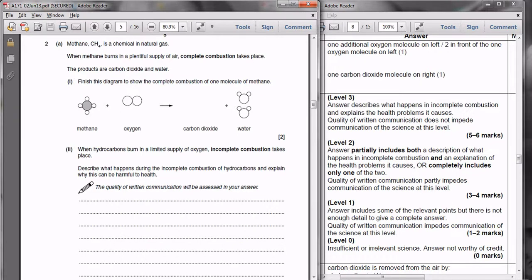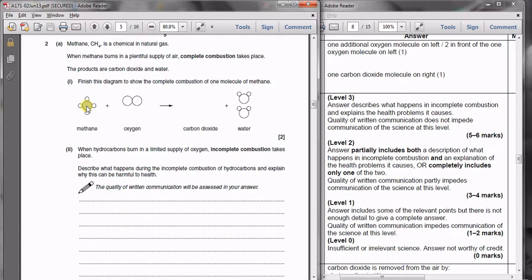This is question 2 of the June 2013 C123 exam paper. The first part of this question asks you to finish the diagram to show the complete combustion of one molecule of methane. So if we look at the information that they've given you, methane here, you should recall that methane is made from 1 carbon and 4 hydrogens.